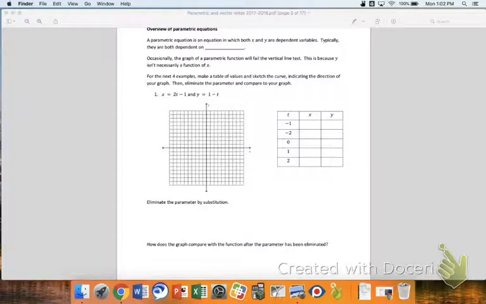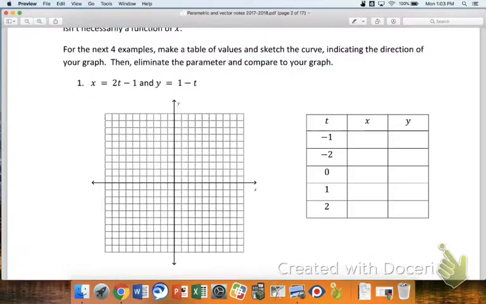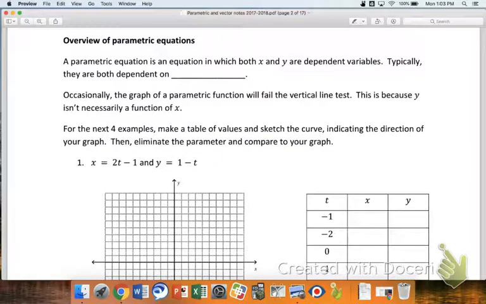So first of all, hopefully you remember this from, I guess it's been about a whole week, maybe a little bit more. A parametric is an equation in which both x and y are dependent variables. Do you guys remember from last time when we did all the graphing exercises, x and y both depended on what? T, or time. Yep. So often we'll think of t as a time variable.